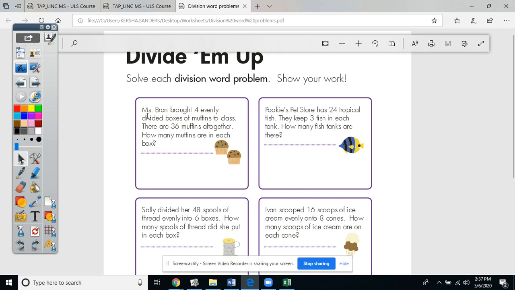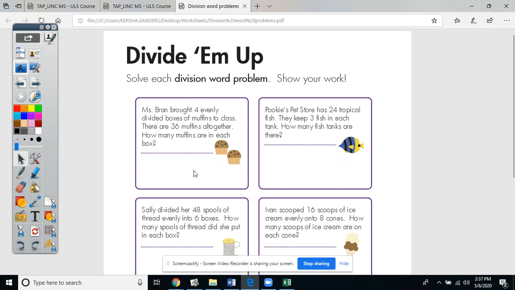This first one. Mrs. Brand brought four evenly divided boxes of muffins to class. There are 36 muffins altogether. How many muffins are there in each box? Okay, so there's four muffin boxes. So let's say I brought four boxes of muffins in the class and your favorite is, say, blueberry. Well, you're hoping that there's enough blueberry muffins in a box so that you might get one of them. Okay, so we're going to start with how many muffins there are all together.